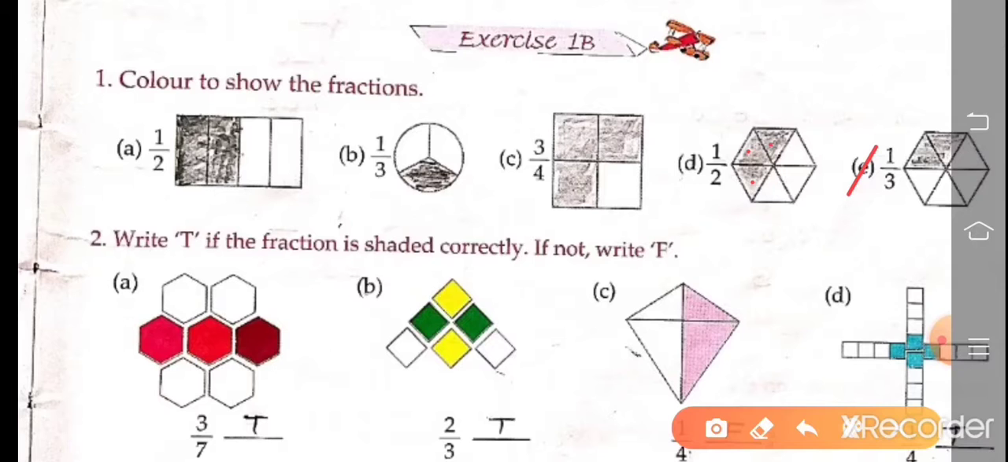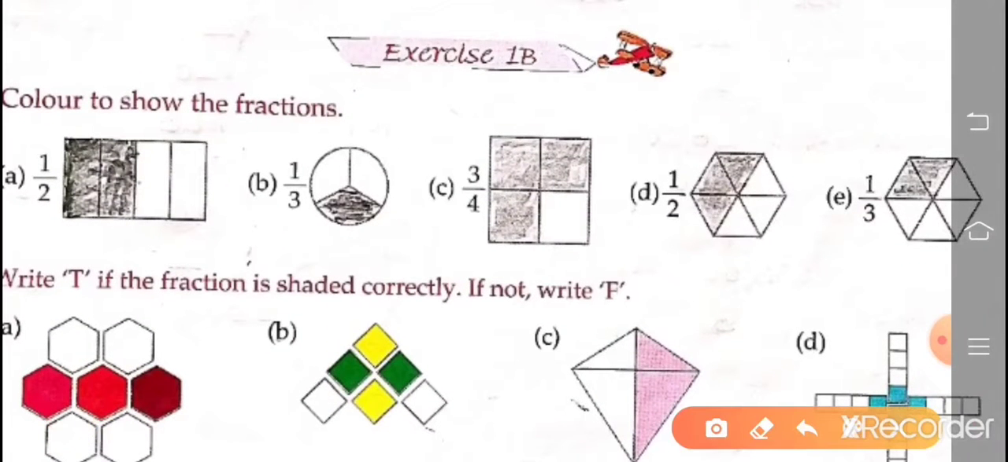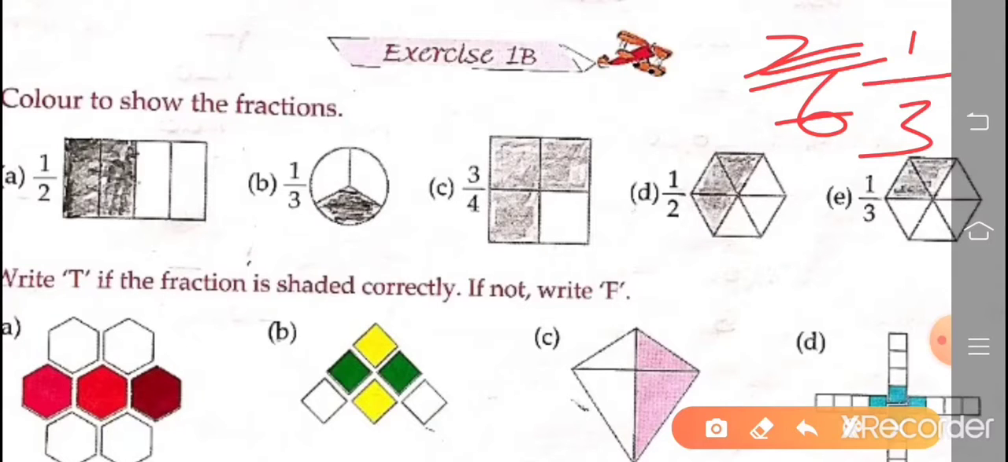Now E part, 1 by 3. So 1 2 3 4 5 6 parts are here. 6 parts are here and 2 are colored. So 2 3s are 6. 1 by 3 means we have to color 2 parts here. Okay.